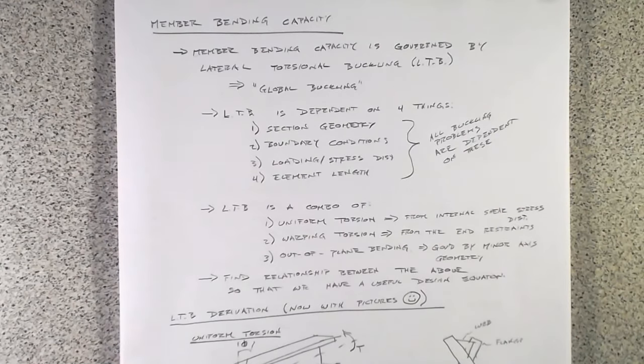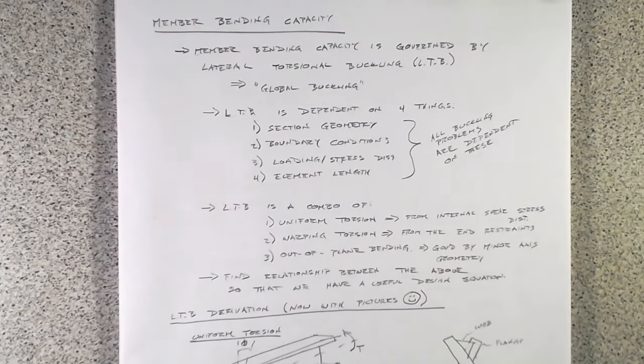So where we left off in our previous lecture, we were talking about determining the member bending capacity for a steel section. Before that, we looked at how we determine the moment which can be carried by a given section. Once we have that section, that's the maximum bending capacity we could get out of it. Either we'll develop that section completely, or the member will be subjected to some global buckling over a segment length.